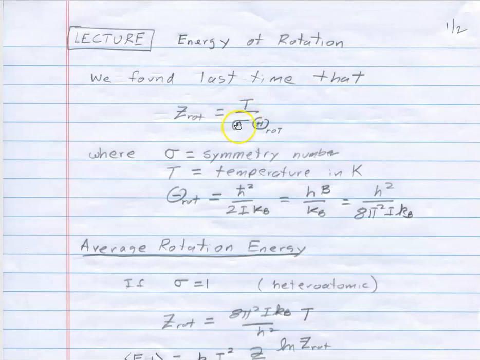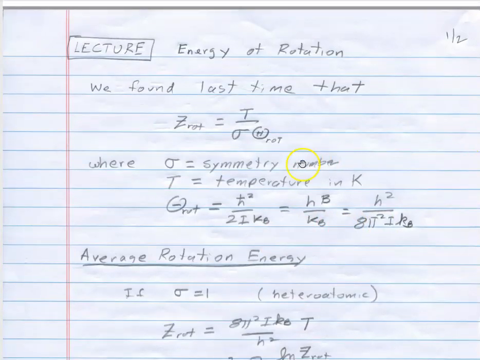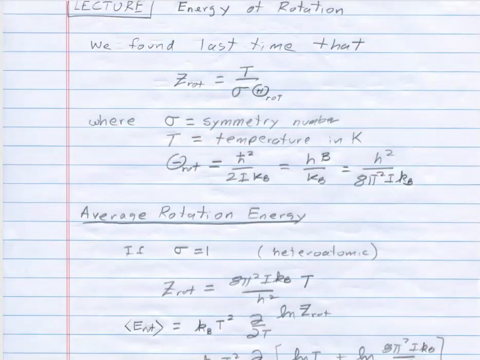It's just the temperature divided by the symmetry factor divided by the characteristic rotational temperature, which is a constant given by one of these expressions. Pick whichever one you like or find the easiest to use. It varies a little bit from problem to problem. Sigma, of course, is the symmetry number, and T is the absolute temperature.